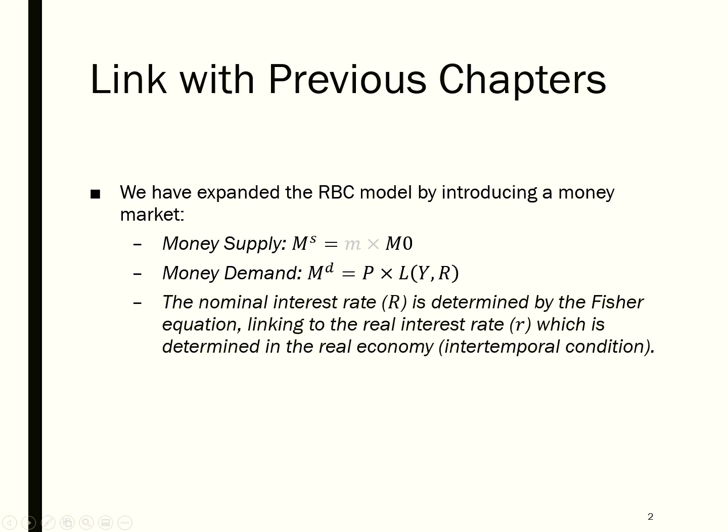On the supply side, MS, the supply of money, is equal to a multiplier multiplied by M0. On the demand side, MD, the demand for money, is equal to price multiplied by a liquidity function, which is a positive relation with output Y and a negative relation with nominal interest rate R. The nominal interest rate, the price of money, is then determined by the Fisher equation, which links the real interest rate little r and the nominal interest rate big R.